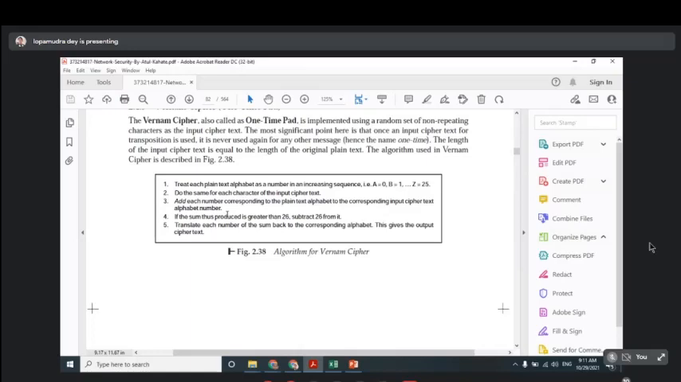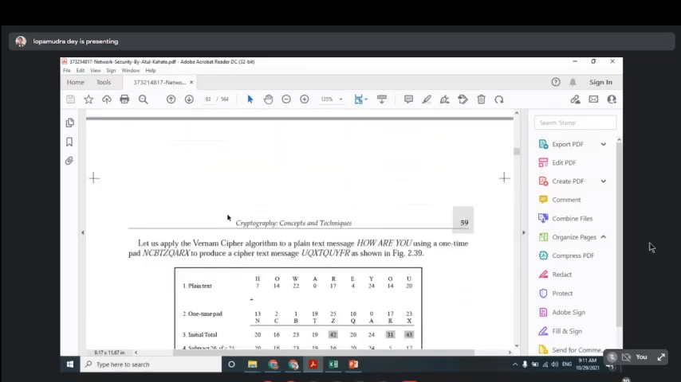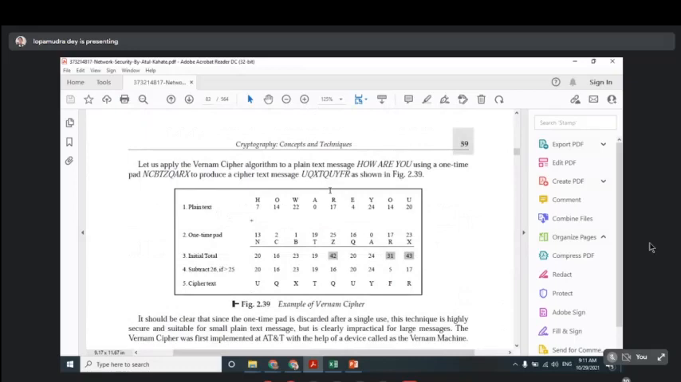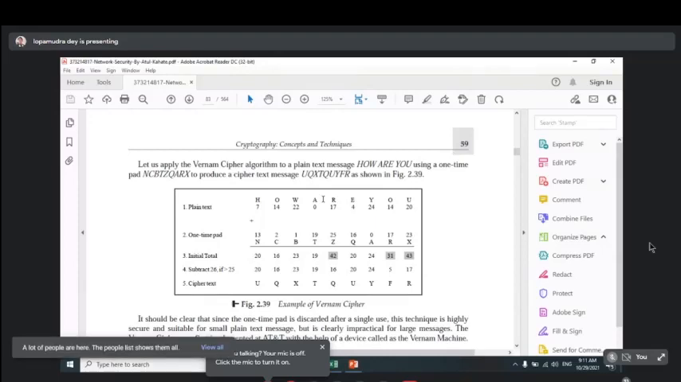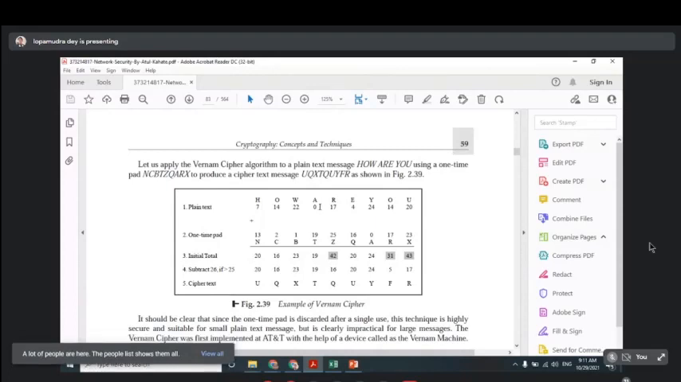Let's just directly go to an example. That will be very good to understand the use of this Vernam cipher. Suppose the plain text is how are you. Every alphabet you have to replace with its particular position. For example, the position of A is 0, then B is 1, C is 2, D is 3. So there are positions for each letter.